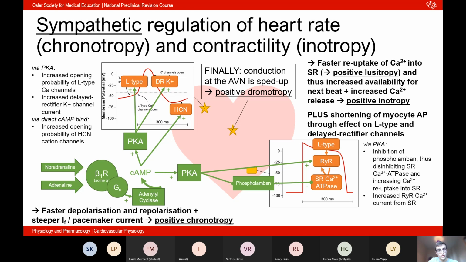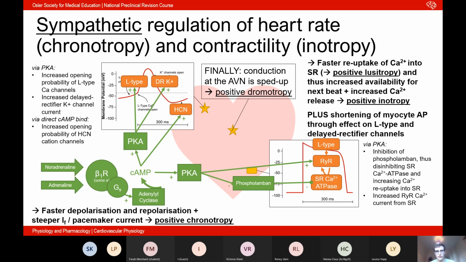You also get an effect through PKA of inhibiting the protein phospholamban. Phospholamban in turn inhibits the sarcoplasmic reticulum calcium ATPase, which is the pump returning calcium into the sarcoplasmic reticulum. So PKA in effect disinhibits that pump in order to increase calcium uptake, and it also acts directly at the ryanodine receptor to increase calcium release from the sarcoplasmic reticulum during depolarization.